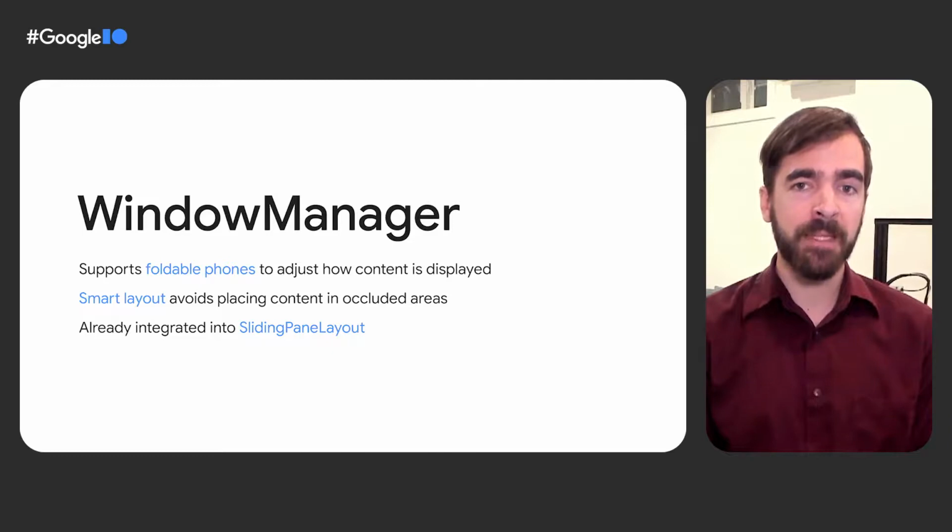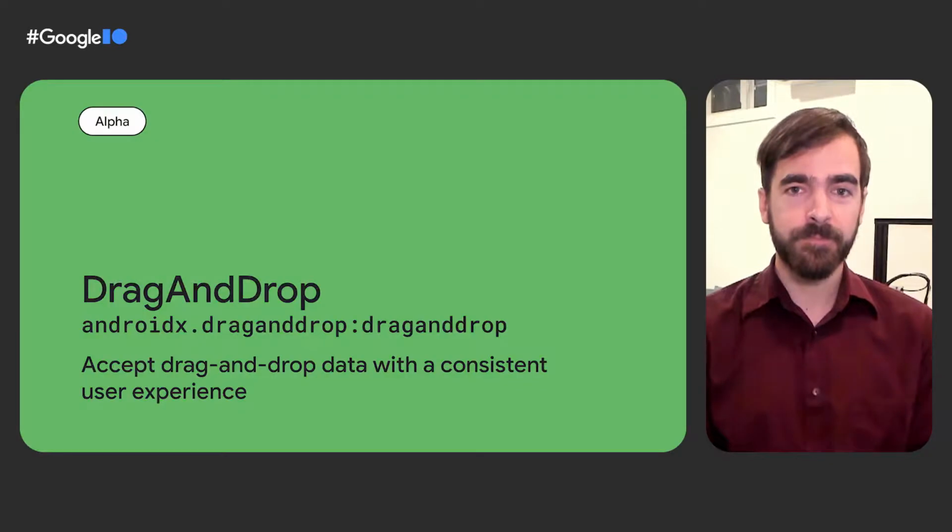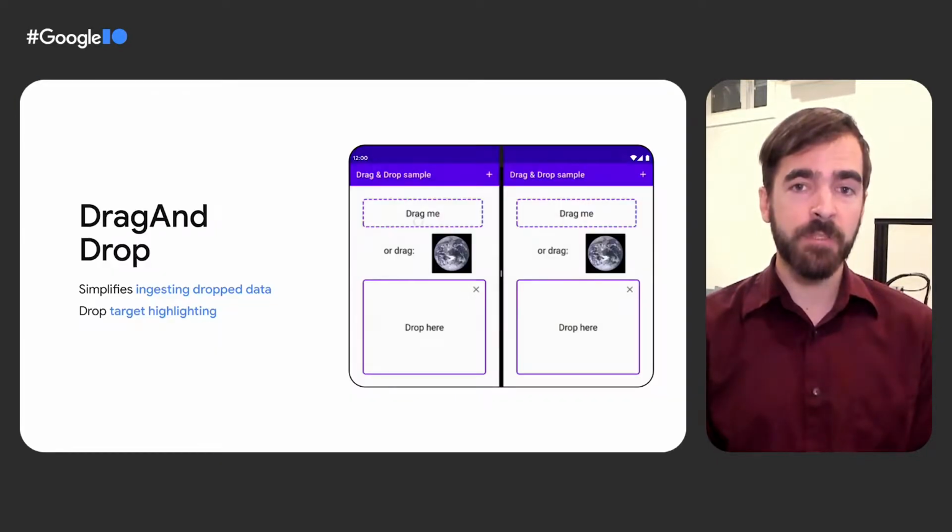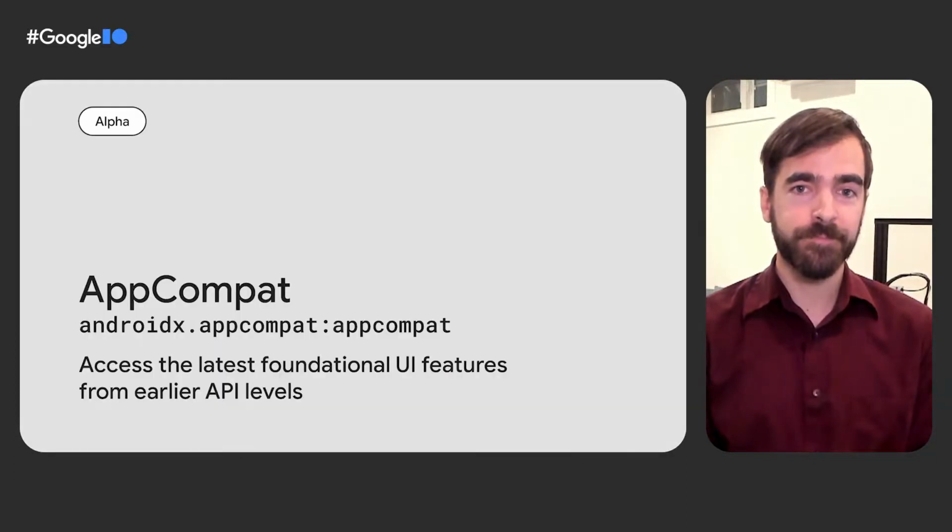Jetpack's sliding pane layout component has already been updated to use Window Manager's smart layout APIs to avoid placing content in occluded areas, such as across a physical hinge. The new drag and drop library also assists with new form factors and windowing modes, allowing developers to accept drag and drop data both from in and outside their app with a consistent drop target affordance, and it supports down to API level 24.